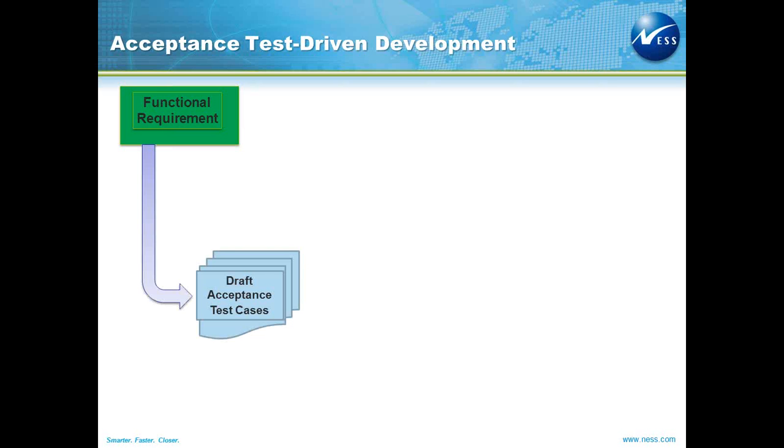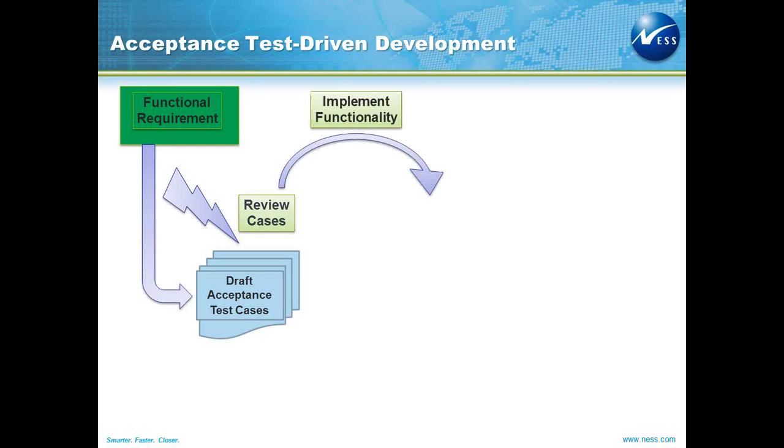The next step, once you get a functional requirement, is drafting acceptance tests. So the QA starts drafting the acceptance tests. These test cases are reviewed not only by the QA leads, but they are also reviewed by the developers. The developers, after reviewing the test cases, will start implementing the functionality.